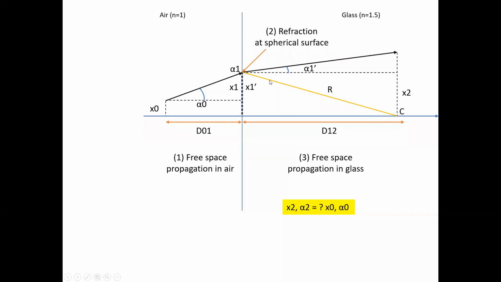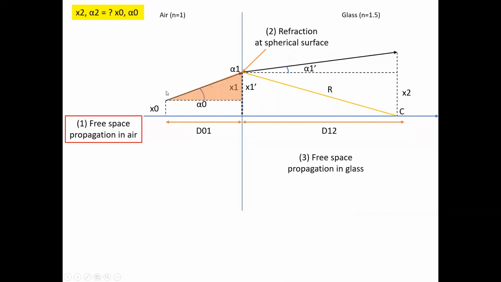I've drawn the radius from the center of the spherical surface to this point, and the length of the radius is r. Now first we will look into the free space propagation in air case. For that, let's concentrate on this triangle that I have drawn over here, in orange. In this triangle, tan alpha 0, tan of this angle, equals this small height h over d01, which is shown over here.